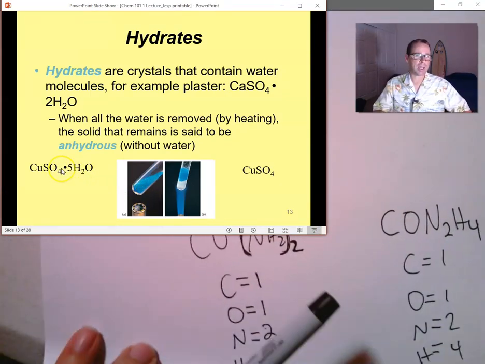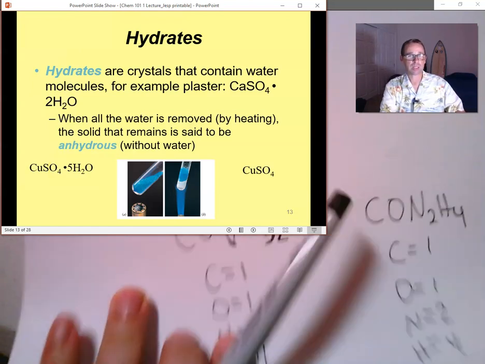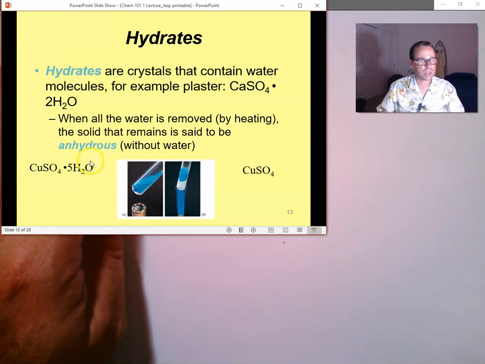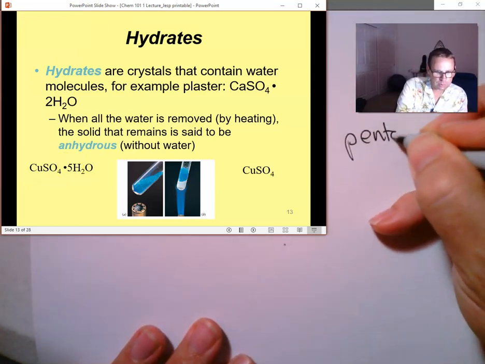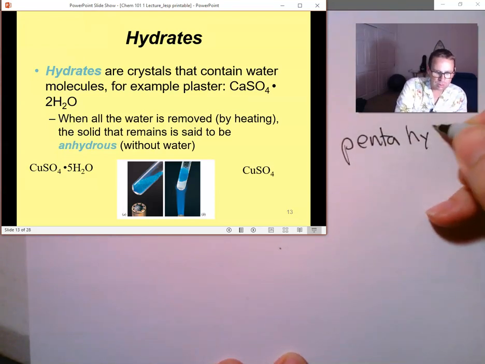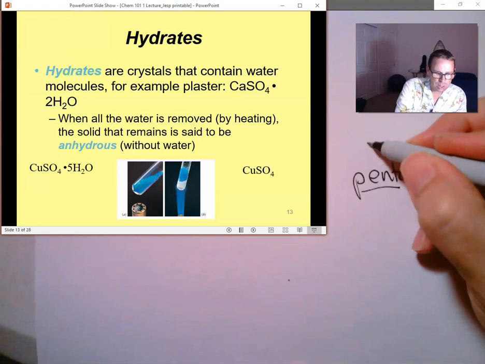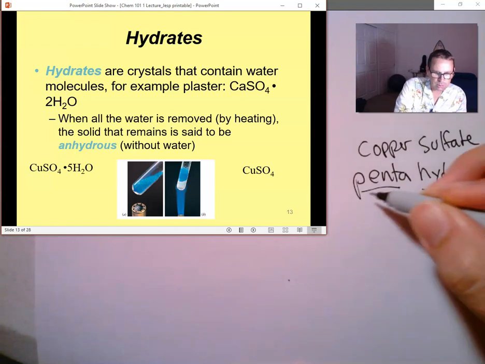But sometimes when you buy copper sulfate or different ionic compounds from the chemistry store, you'll buy them as hydrates. Like this compound, we call it copper sulfate penta. Penta is the fancy word for 5. It's the Latin prefix for 5. Pentahydrate, meaning that there's 5 waters. So the name of this compound is copper sulfate pentahydrate.